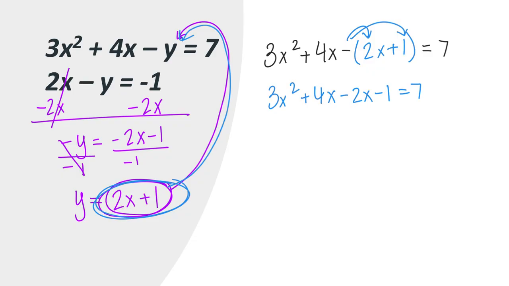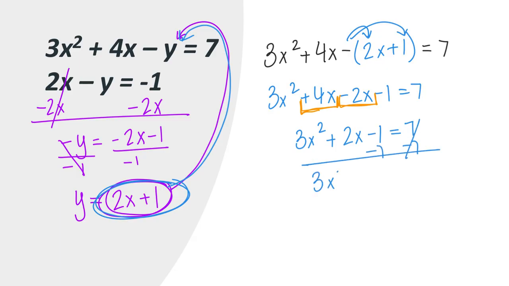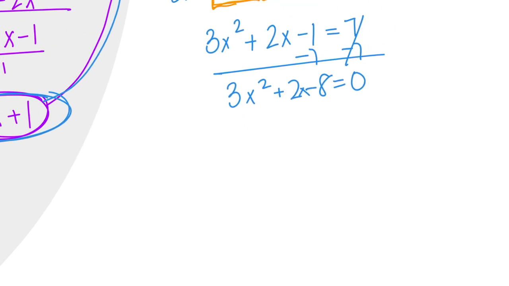And then combine like terms. So combining like terms, seeing what I could combine here. Let me grab a different color. I can combine my x's. And combining these, I'm going to end up with 3x squared plus 2x minus 1 equals 7. And again, we're going to have a quadratic, so I need to subtract 7 from both sides. I'm going to end up with, again, 3x squared plus 2x minus 8 equals 0. Oops, forgot my x. And now I have to go ahead and factor this.